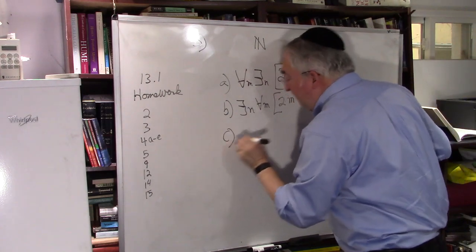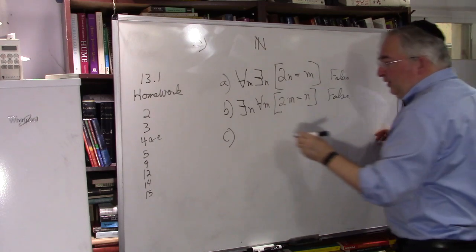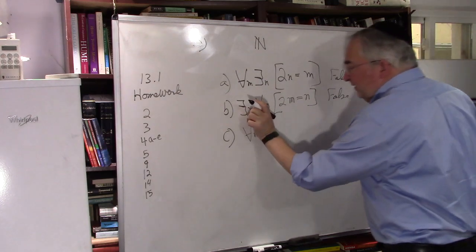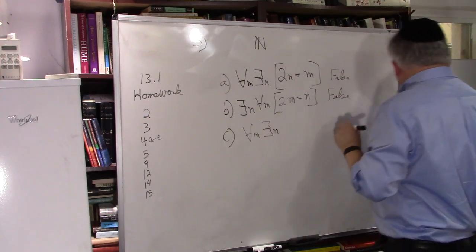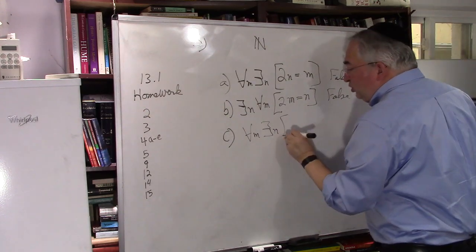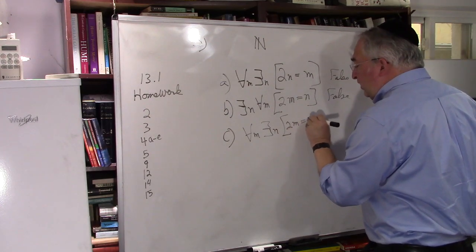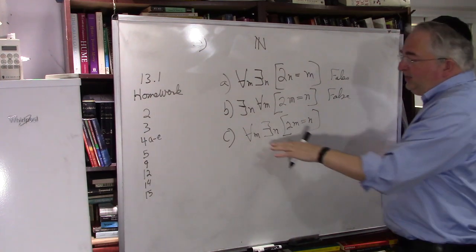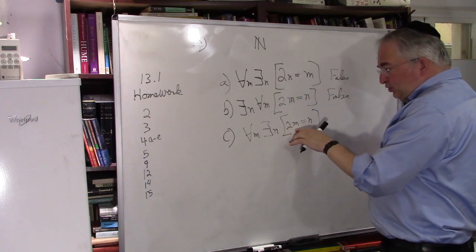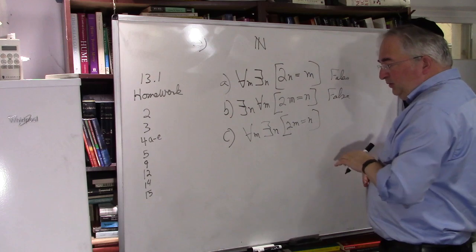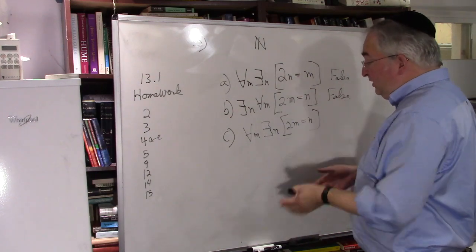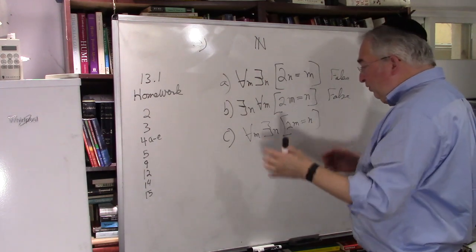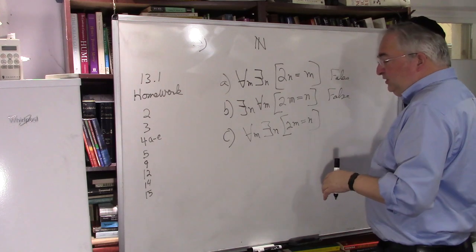Okay, C. For all m, hold on, there exists an n, you have to be careful here, such that 2 times m is equal to n. Let's see. Is this true? Take any number, multiply it by 2. Does there exist an n that's equal to it? And the answer is yes. This is true. Take any number whatsoever. 54, well, 108 will work here. 23, well, 46 will work here. So this is true.